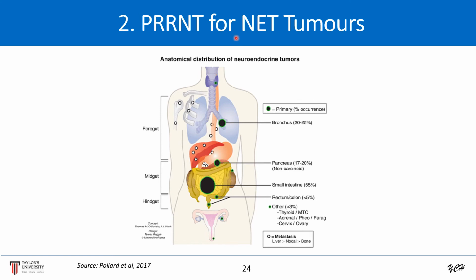PRRT is a popular treatment for neuroendocrine tumors. Neuroendocrine tumors can spread throughout the body. The green dots here show the primary site and the occurrence of neuroendocrine tumors. Bronchus 20 to 25%, pancreas 17 to 20%, small intestine, which is the most frequent site, 55%, rectum and colon less than 5%, and also other sites such as thyroid, adrenal, and the cervix or ovaries. And the metastasized sites include liver, nodes, and also bone.